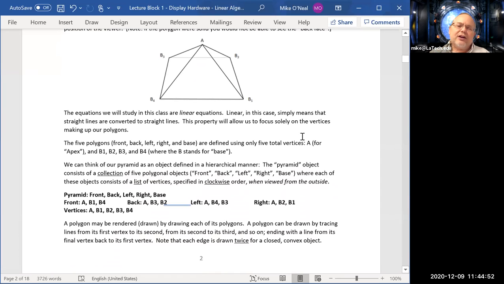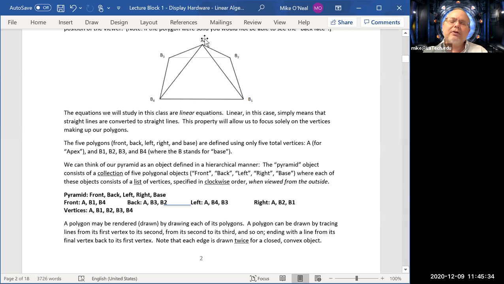Okay, so here's another big important idea. All of the equations, pretty much, that we cover in this class are going to be linear equations. A linear equation is an equation that translates straight lines to straight lines. And that is going to be a godsend, because if we wanted to do something with this pyramid, like rotate it or move it, translate it or scale it, make it bigger or make it smaller, if we wanted to do any kind of operations on this puppy, you have to say, well, what do you do the operations on?